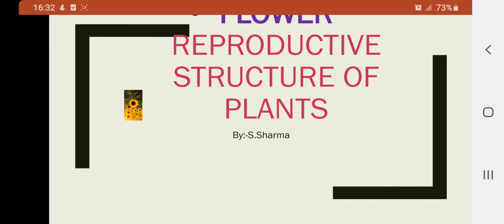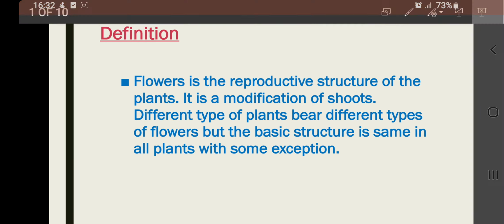Hello everyone. Our today's topic is the flower, which is the site of sexual reproduction, and the reproductive structures of the plant basically include the flowers. So this section will include information regarding the definition of a flower, what the different parts of a flower are, what their functions are, and what the basic significance of the flower is. So let's begin our topic.